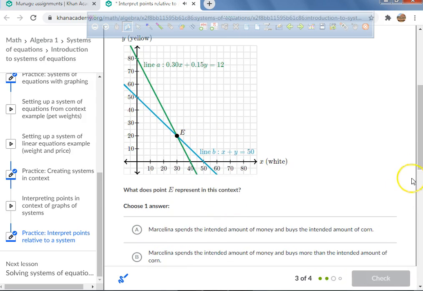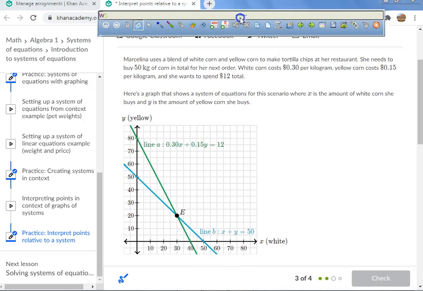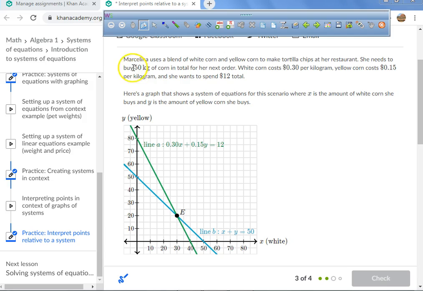Okay. All right, let's take a look at the next one. Okay. All right. So we're going to read through it. It says, Marcelina uses a blend of white corn and yellow corn to make tortilla chips at her restaurant. She needs to buy 50 kilograms of corn in total for her next order. White corn costs 30 cents. That's where they get the 0.30.